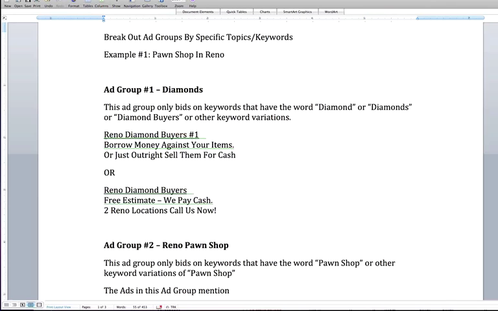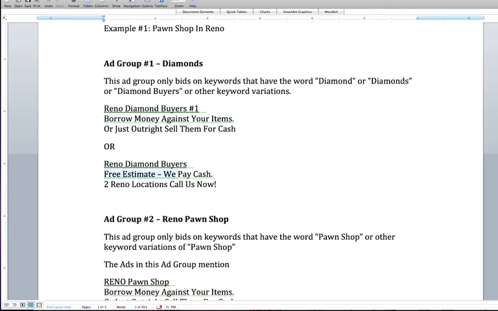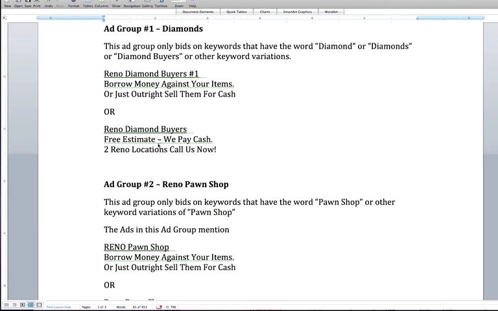These are just really examples to show you how, when you're in the ad group that you create for diamonds, you'd have diamond in the headline of that ad, and you also have the location here because it's in Reno, right? So we got the location in there, we got the diamond in there. This one has a lot of great benefits. This ad is free estimate, we pay cash, 2 locations in Reno, mentioning Reno again. So I think you're starting to see the point here.